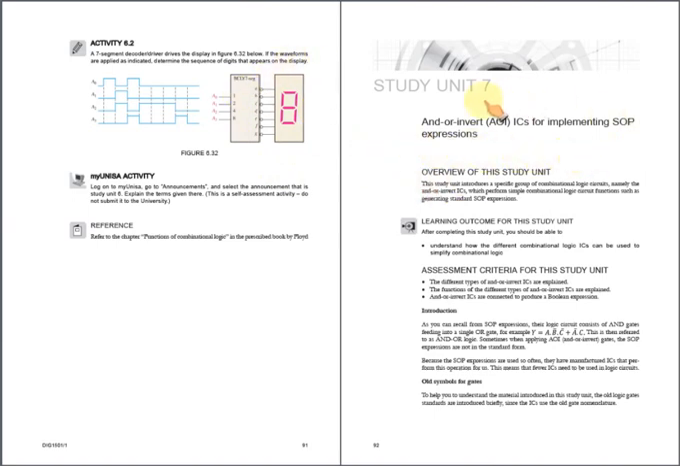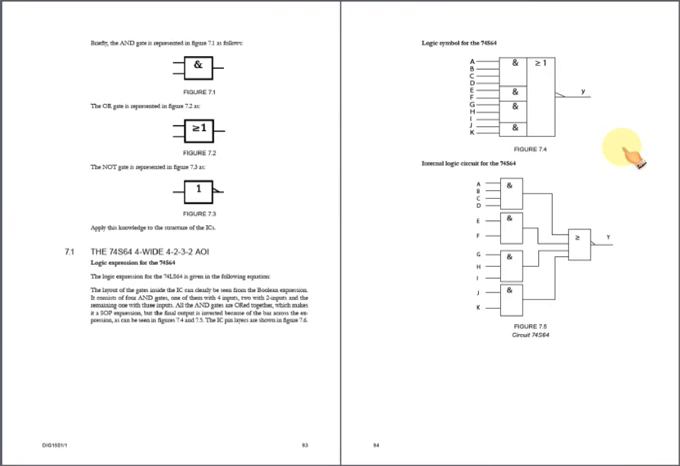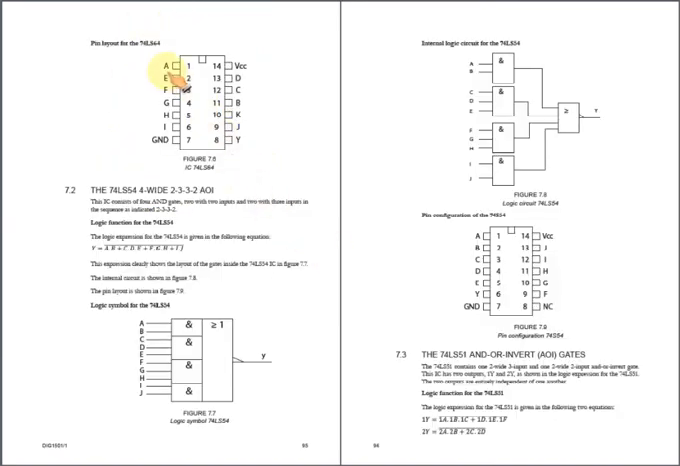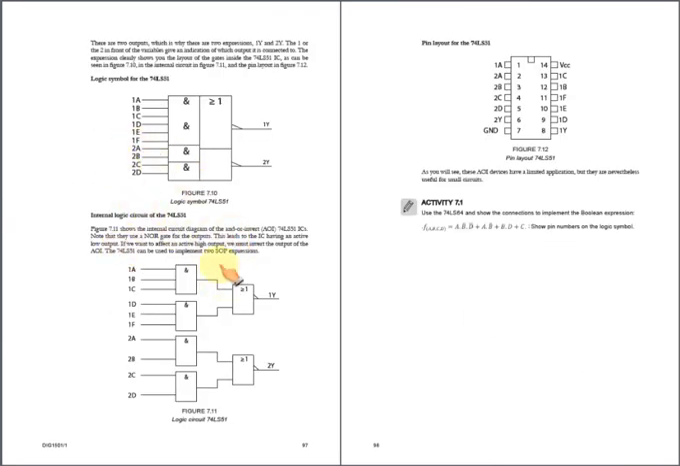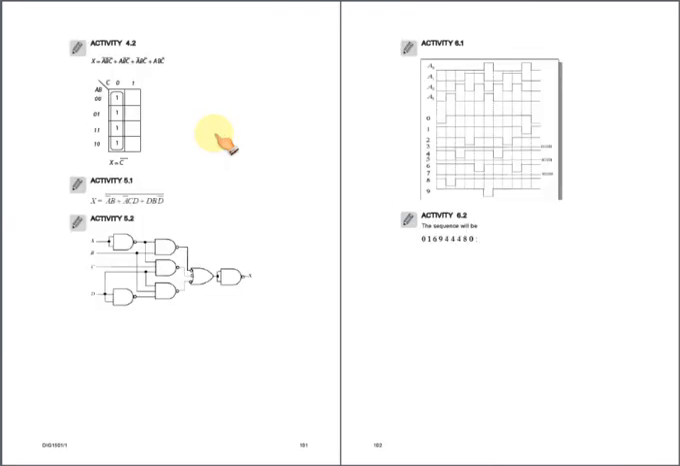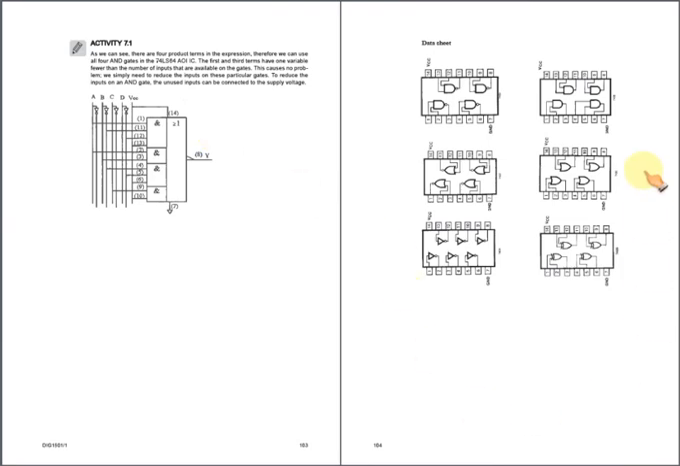And now the last section is the AND-OR-invert ICs for implementing SOP expressions. It's also very important to know what these representations are. And here we have our little IC pin layouts once again, just to remind you what these are. This basically talks about ICs and their implementation. With this, I also need you to know SOP conversions, going from an SOP to POS. I've already done a video on that as well, just have a look at that. And then we go on to the activities and the data sheets at the end.